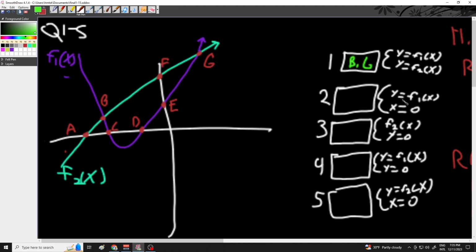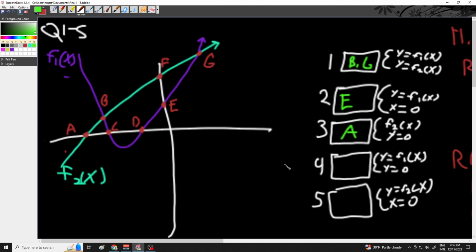The second one, we're going to look at specifically the purple line, f1(x), and we figure out where x is 0. Well, x is in fact 0. We're at the y-intercept, which is point E. So we're going to go with E, because x is equal to 0. Next, the second function, f2(x), this teal line, and y has to be equal to 0, aka it only sits on the x-axis. That is just going to be point A.